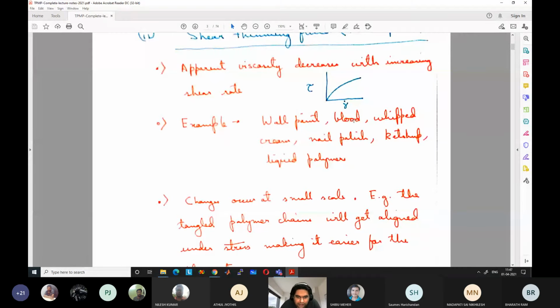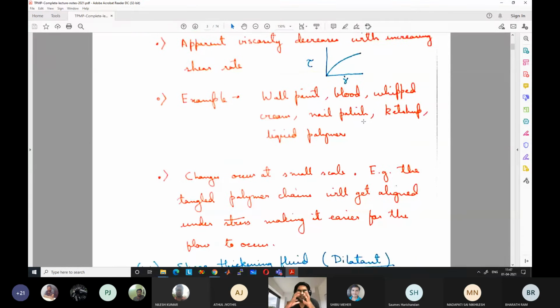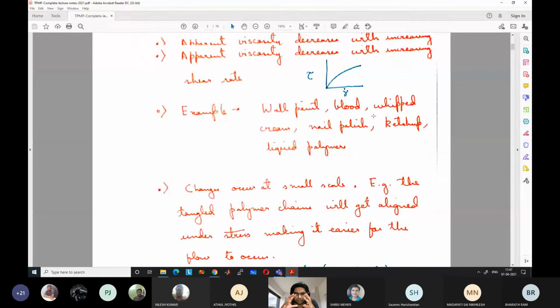Why do these behave like this? All these types of fluids, at the molecular level, have certain types of bonding or structures. For example, let us consider liquid polymers. Liquid polymers have chains which are entangled, tangled together. These polymer chains are like long chain molecules. They are tangled together in the liquid state. When there are no forces applied, they are tangled together.